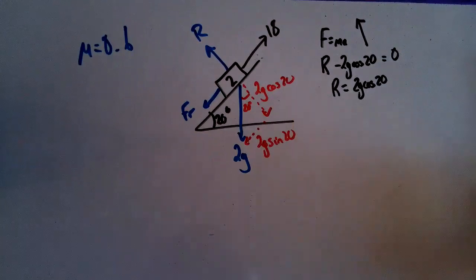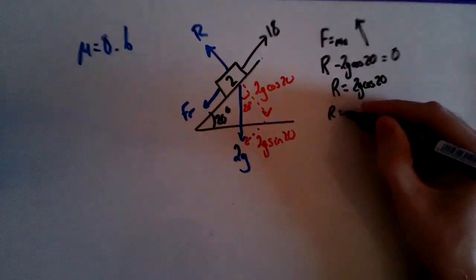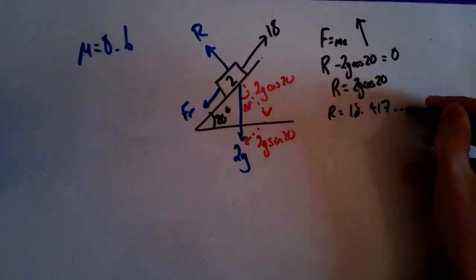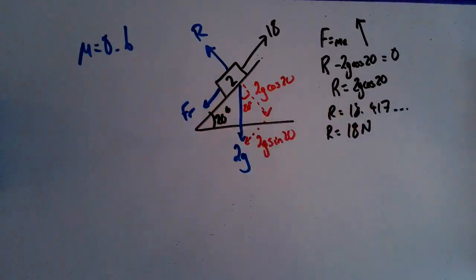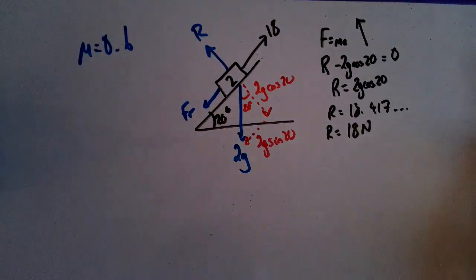Let's get back into degrees. 2g, 2 times 9.8 times cos 20. Get R equals 18.417. But I'm just going to have two significant figures, so 18 newtons. Now I'm going to store that in my calculator because I'm probably going to need that for the next bit. I'm going to store that as R because that makes sense, doesn't it? So call that R.